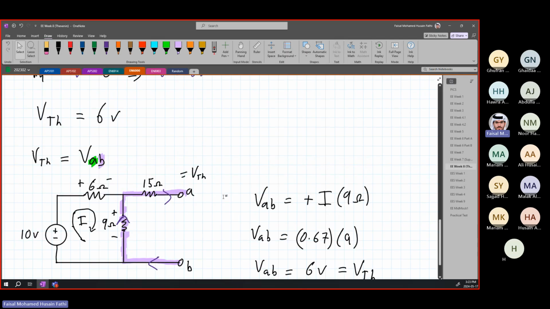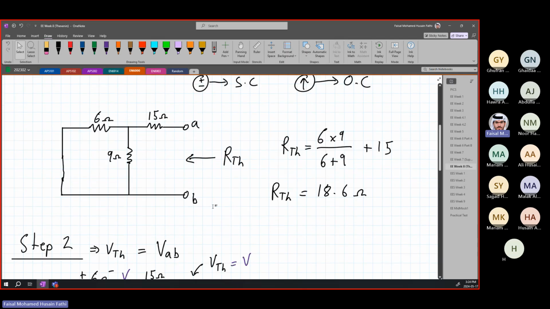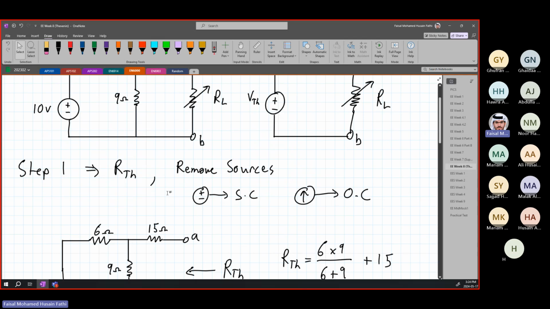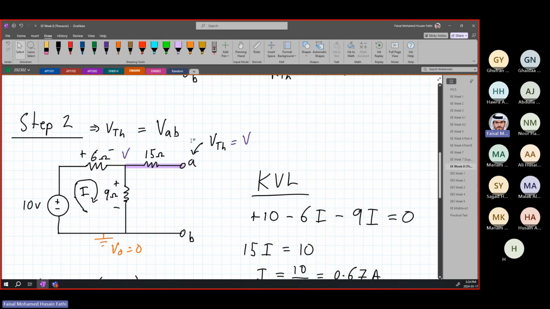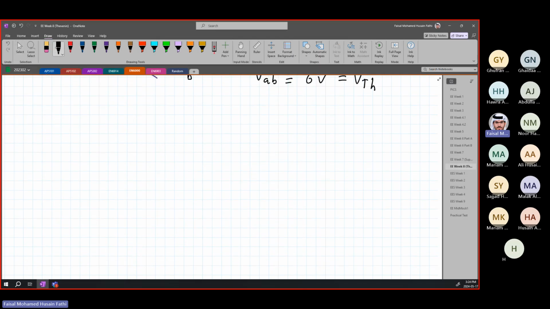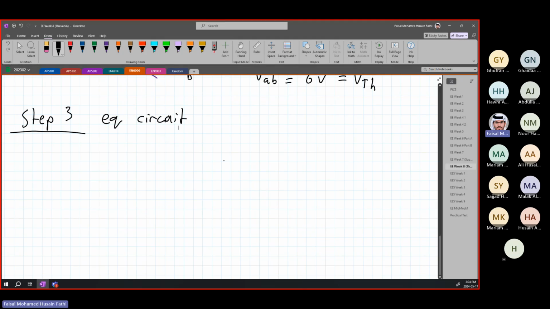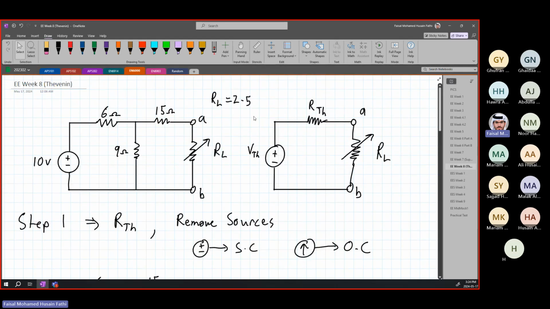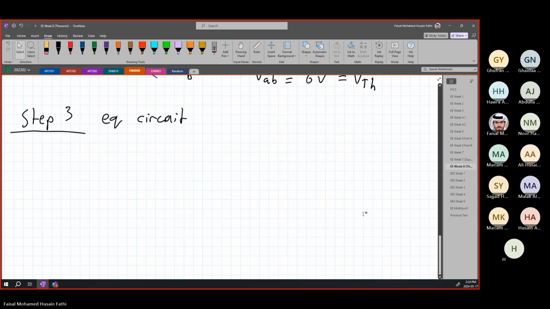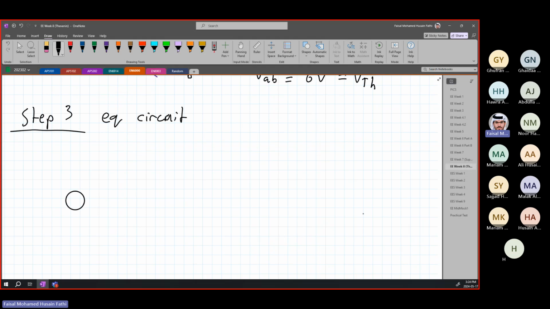So now we found our VThevenin to be equal to 6 volts. That was our second step. So step 1, recap, is R Thevenin: we remove the sources and find R Thevenin from AB. And step 2 is finding VThevenin, which is simply the VAB voltage. Now that we found this, step 3 is the equivalent circuit. Since we found VThevenin and R Thevenin, we can now draw the equivalent circuit. So the equivalent circuit is going to look something like this.